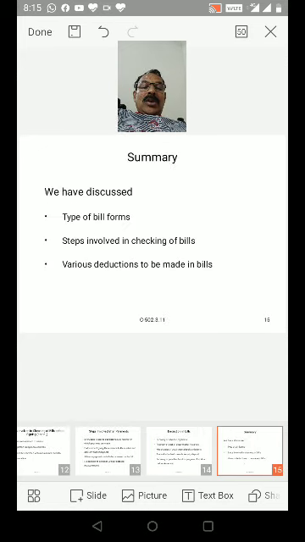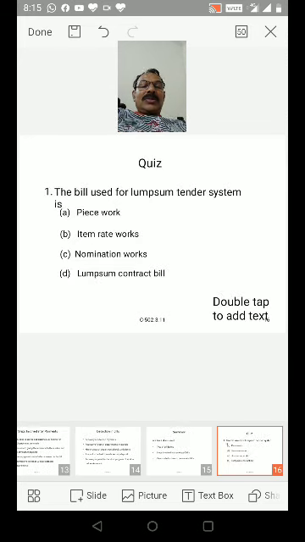Summary. We have discussed types of bill forms, steps involved in checking of bills, and various deductions to be made in bills. These we have discussed in this class.